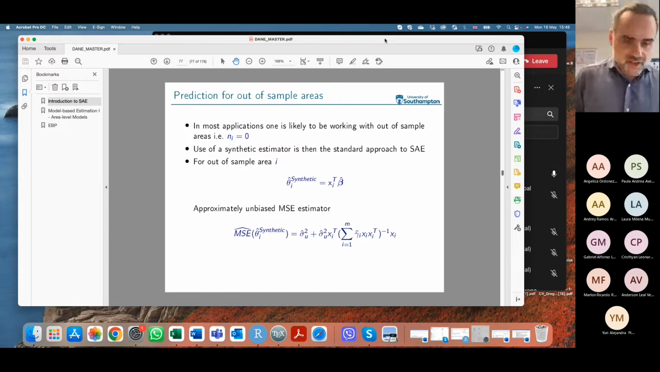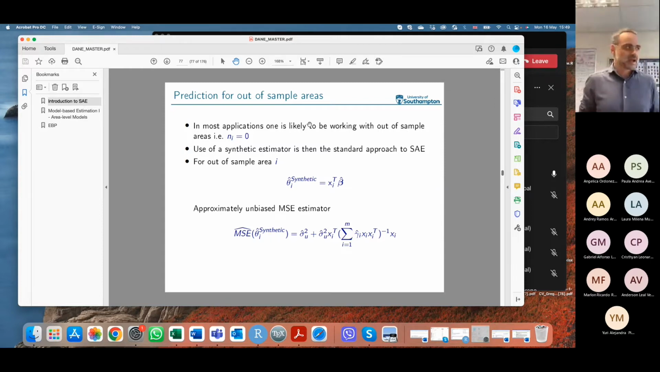Out of sample areas are areas where you have 0 sample sizes, and from what I understand, in the case of Colombia, there are a number of municipalities that are not in the sample. So that means that your n_i, your area-specific sample size, is equal to 0. In this case, you don't have a direct estimate. You can't really compute a direct estimate because you don't have any sample data from that area. So there is nothing you can do with direct estimators.